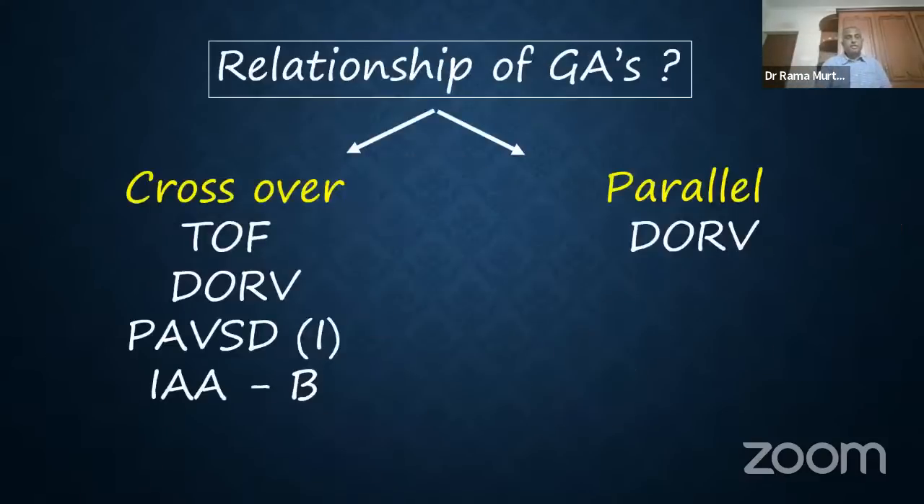We'll see examples of this. So what is the relationship of the great arteries? The relationship, luckily for us, is only two: either crisscross or parallel. Crisscross is for all of these, and parallel is only for DORV. And again, notice the fact that DORV comes in both categories, and that shows the heterogeneous nature of DORV.